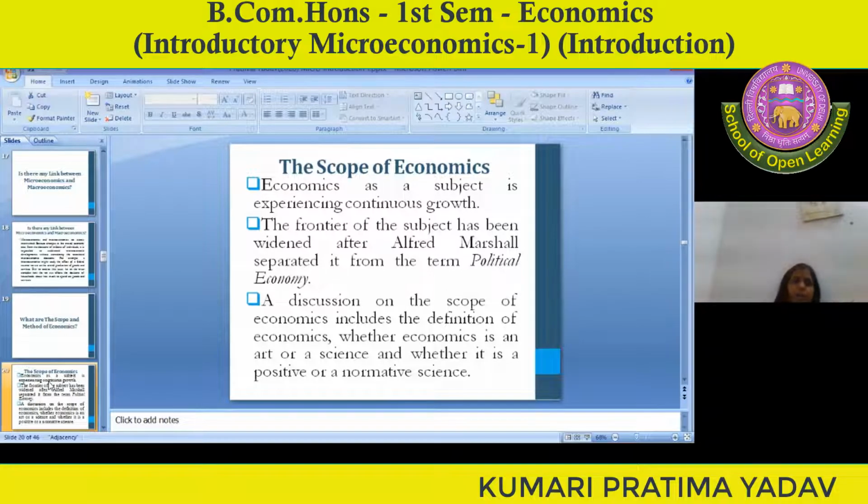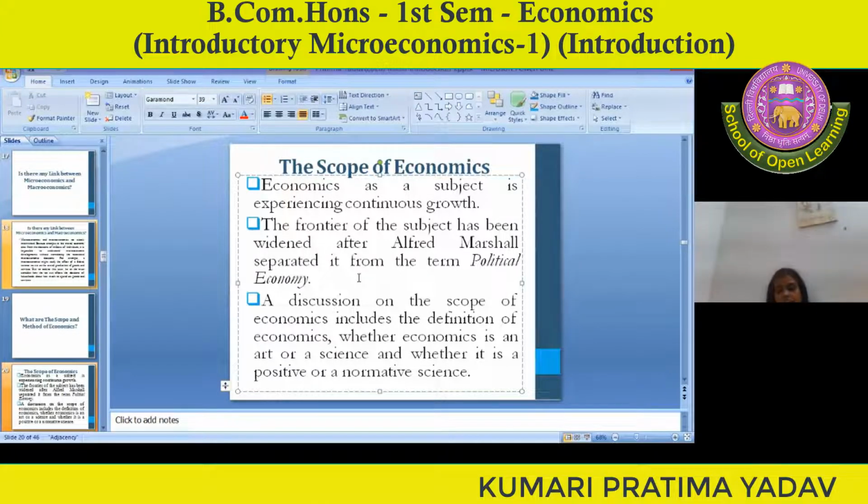I will start with the scope and method we discussed that day. I will give you a brief about the scope of economics. What is the scope of economics? Economics as a subject is experiencing continuous growth. You know that 1776 was the year when economics started existing in the world. Earlier it was political economy. We used to say it's political economy, but in 1776 when Smith's book, The Wealth of Nations, came out, that is the year economics started.